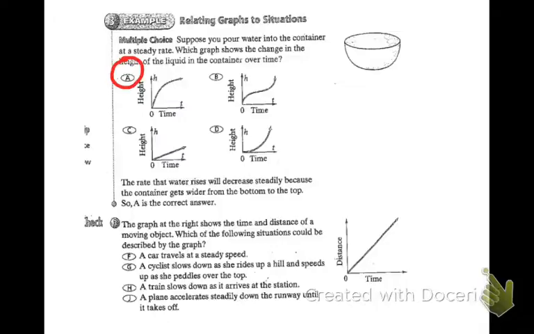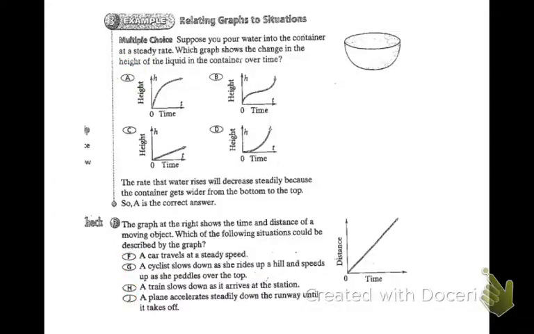Now, one thing to keep in mind and pay close attention to is what the graph is telling us. So we're looking at time and distance, and this straight line is telling us F, that the car travels at a steady speed. Okay, so not any of these, not G, not H, and not J.